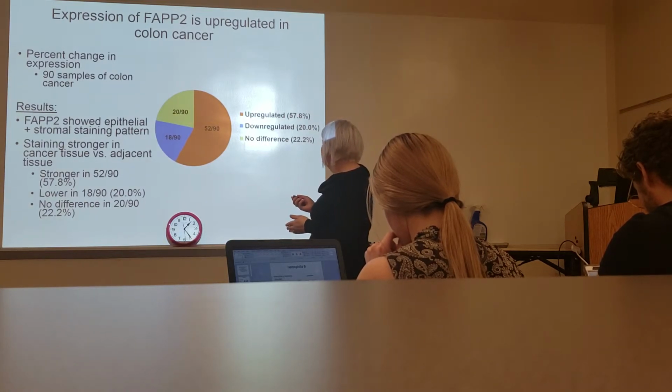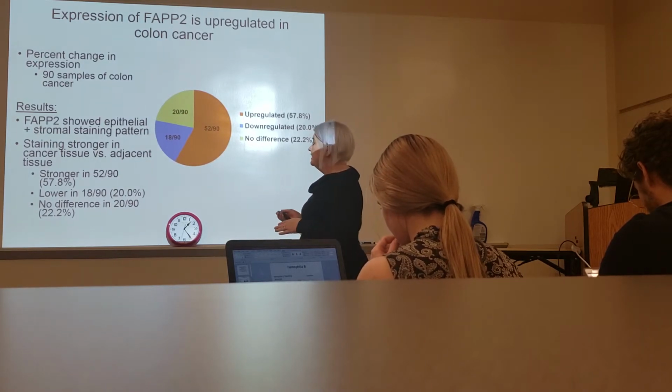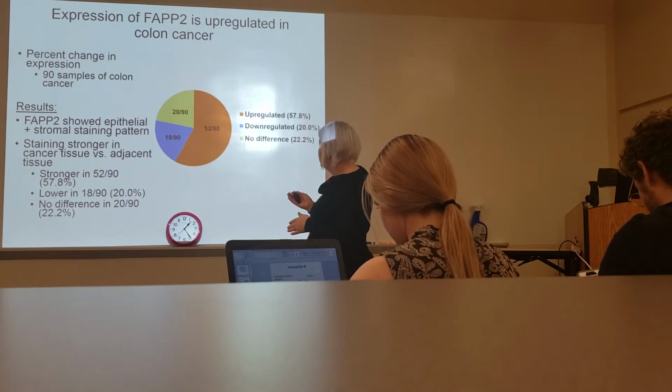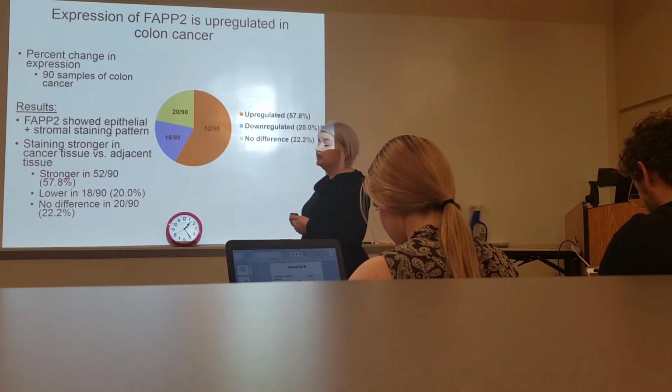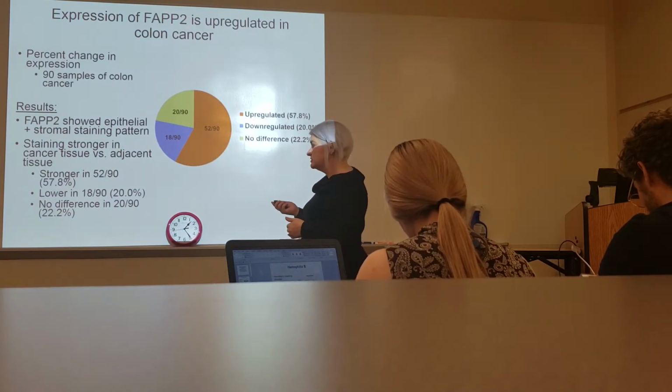20 out of 90 had no difference. The staining appeared to be the same. And then 18 out of 90, which was about 20%, indicated that there was downregulation and that there was lower staining in the non-cancerous tissues.